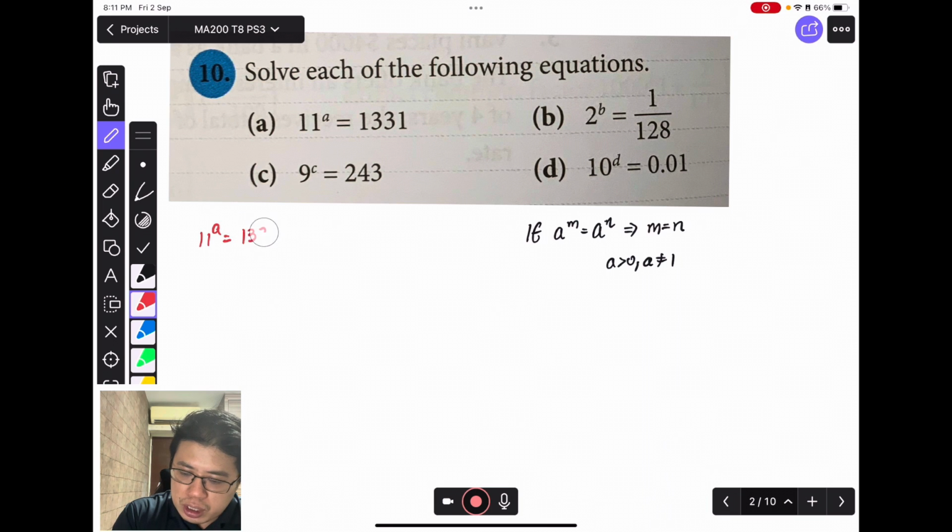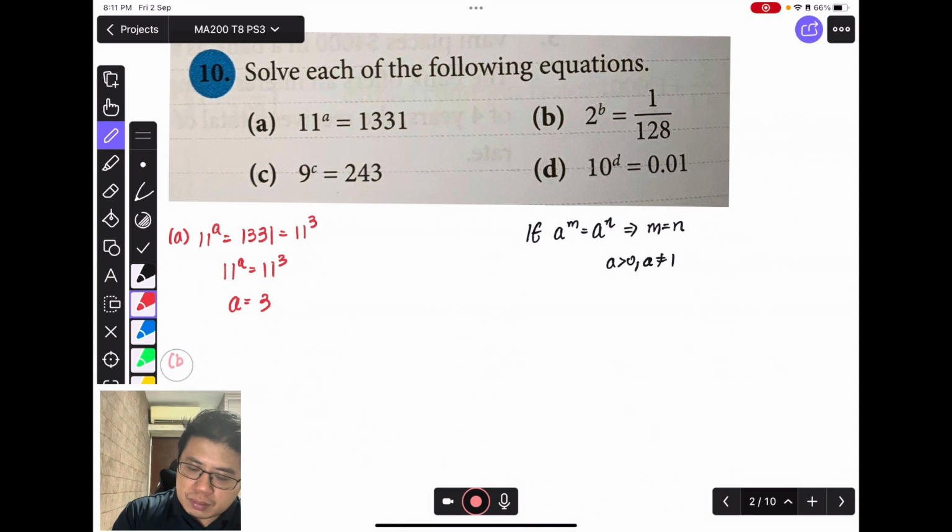Now 1331 actually, if you were to just take a calculator to try out the methods, you will see that 1331 is also 11 to the power of 3. Okay, so since 11 to the power of a is equals to 11 to the power of 3, that just gives us a is equals to 3. Okay, so this is for part A.